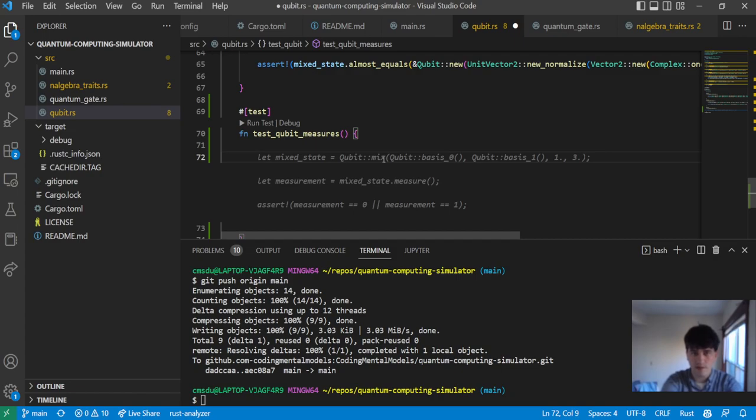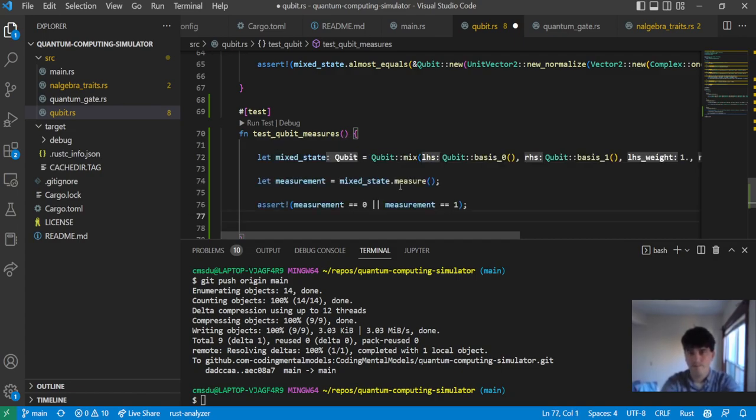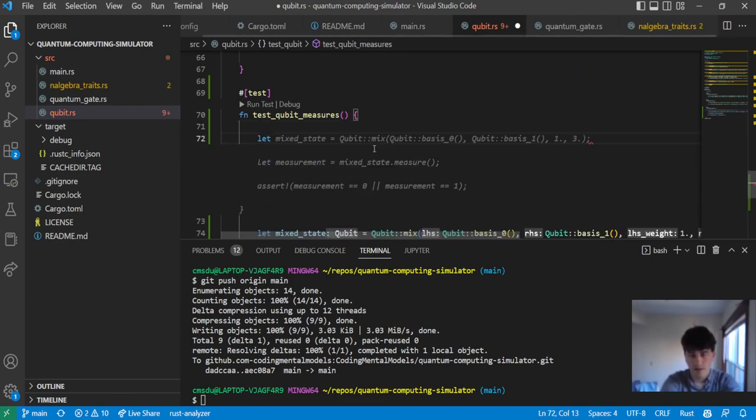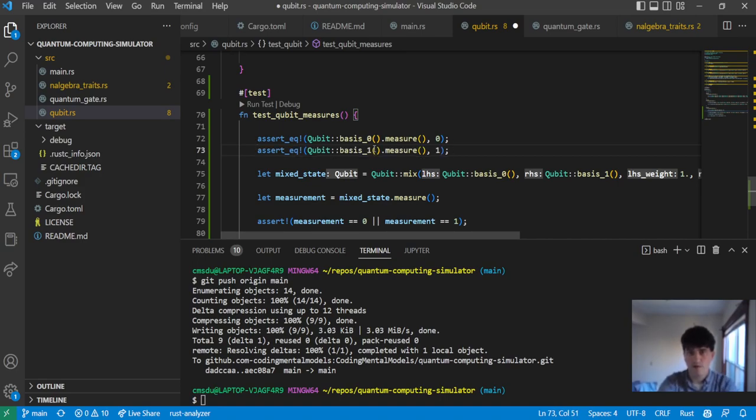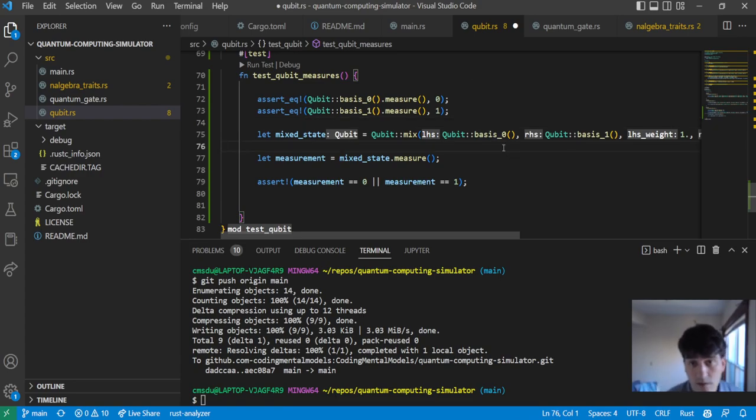And this is gonna be probabilistic, so let's say here, assert equals qubit basis zero. Yeah, so anytime that we measure basis zero, we should get back zero. That's the defining property of the basis vector for zero, and the same thing for one. Okay. And then a mixed state ought to give us back one or zero. And I'm just trying to think how best to test the probabilities here. That's not really a good way. So we'll stick with this for now, but the probabilities we know will be 1/4 and 3/4.